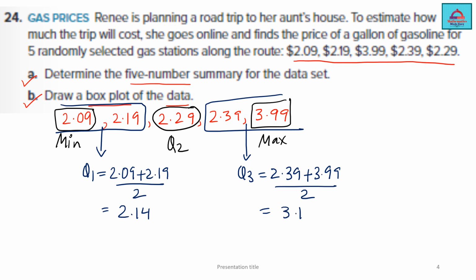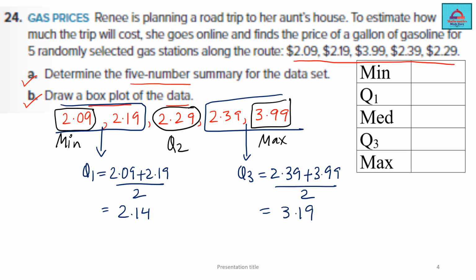So this is 3.19. So now you can put your answers in the 5 number summary box. So minimum is 2.09, maximum is 3.99, then Q1 is 2.14, Q2 is 2.29, and this is 3.19. So you have completed the 5 number summary. Now you can use, similarly like I showed you in the last question, the 5 number summary for drawing the box plot. So let's check our answers.